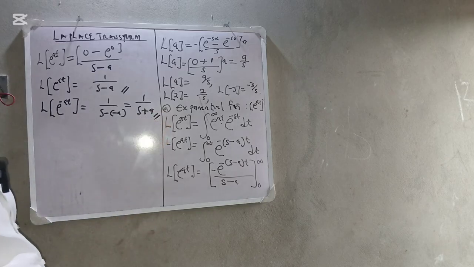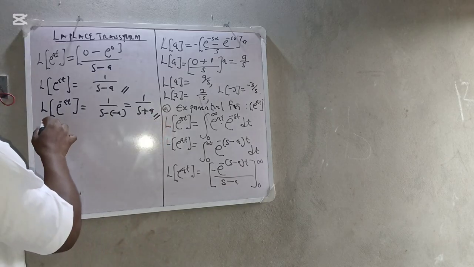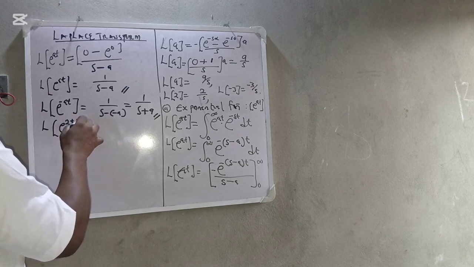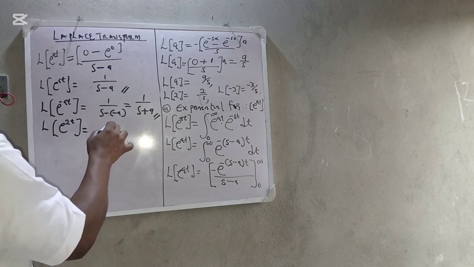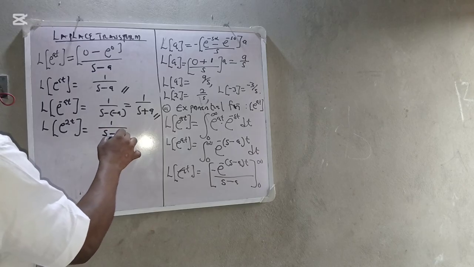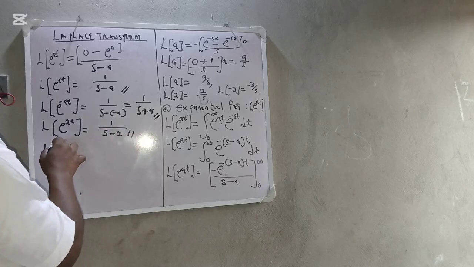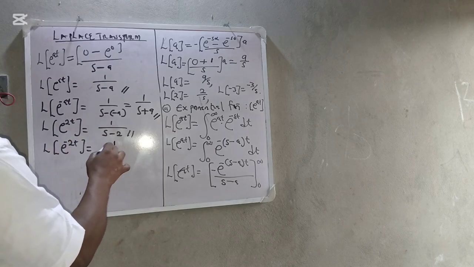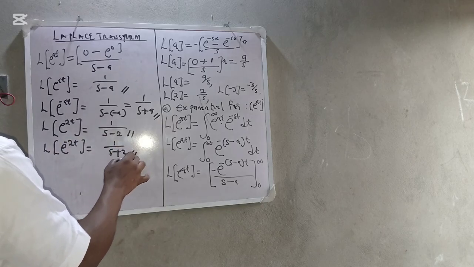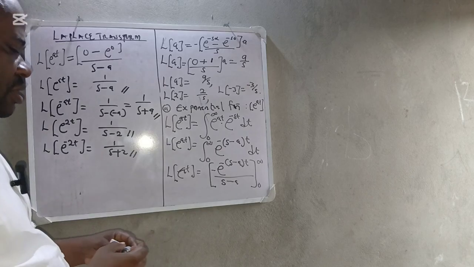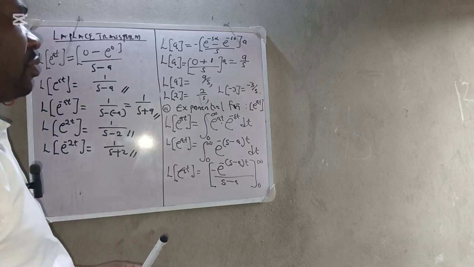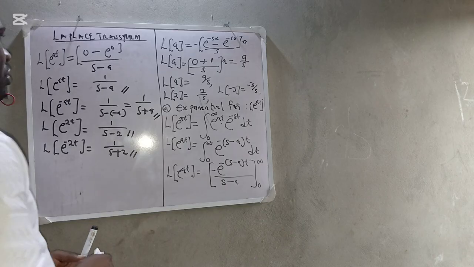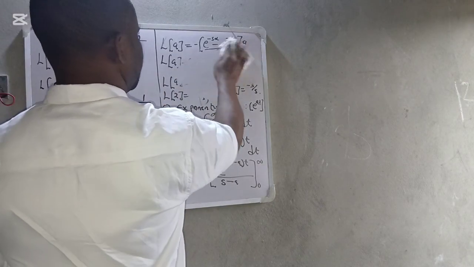Where a is a normal number, we can have the Laplace transform of e to the 2t. This will give us 1 divided by s minus 2, and also the Laplace transform of e to the minus 2t will give us 1 divided by s plus 2. So this is the technique on how we can transform an exponential expression.